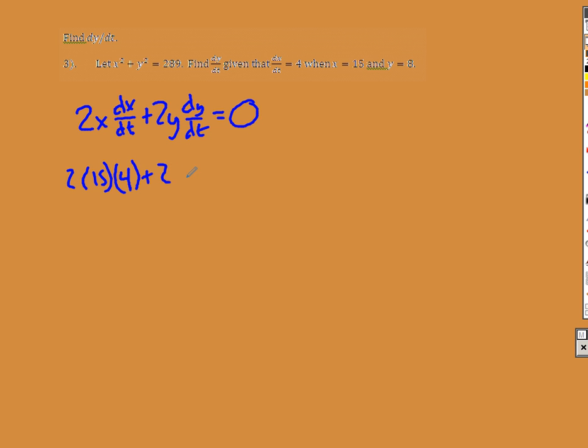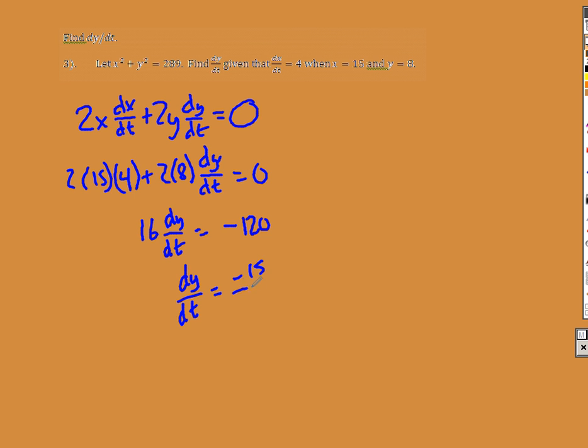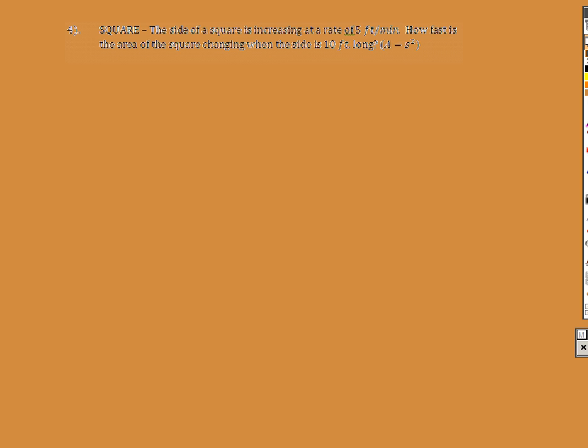And what else do we know? That y is equal to 8. So we want to find dy/dt, so equal to 0. And from here, it's just, can you solve an algebra problem? So you end up getting 16 dy/dt will equal, if I bring this over to the other side, negative 120 when I do the multiplication. Then divide by 16, dy/dt will equal negative 15 over 2, or negative 7.5 for your answer for number 3. Now, into the word problem.